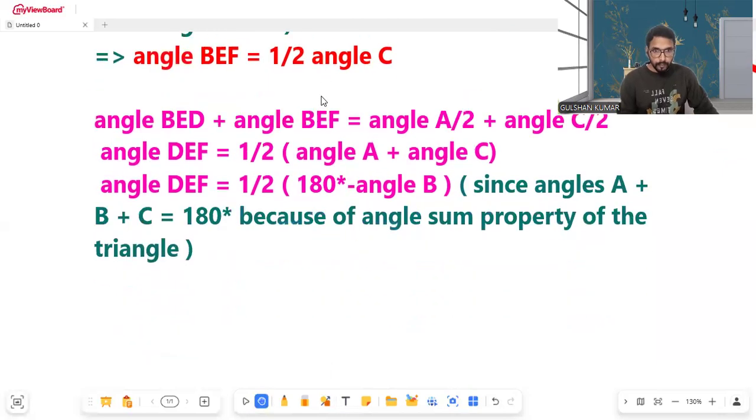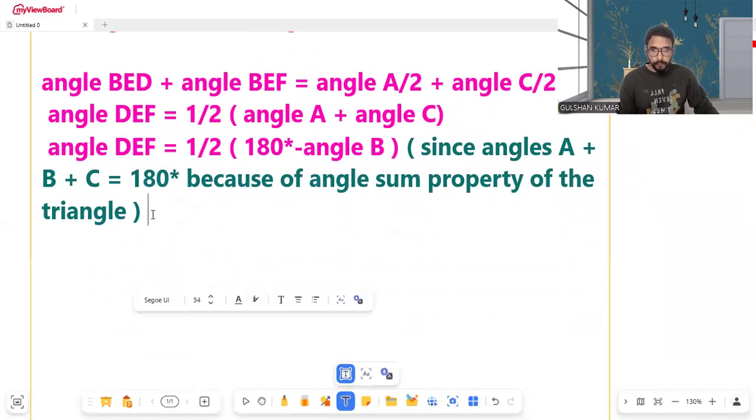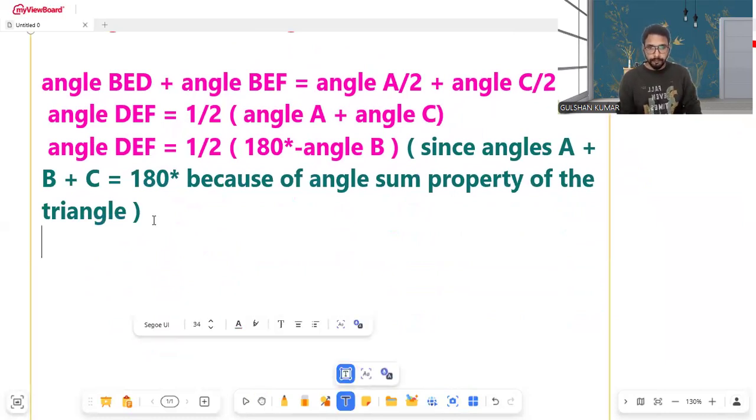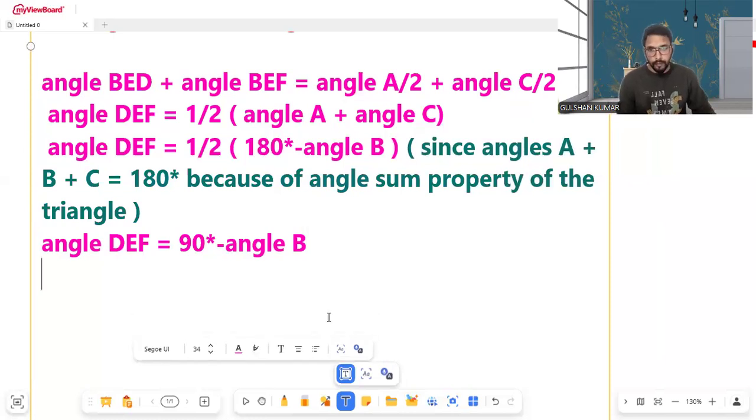So after that, this is clear that angle DEF will be half of 180 degrees minus angle B. So angle DEF equals 90 degrees minus half of angle B. Clear? This we have to prove here.